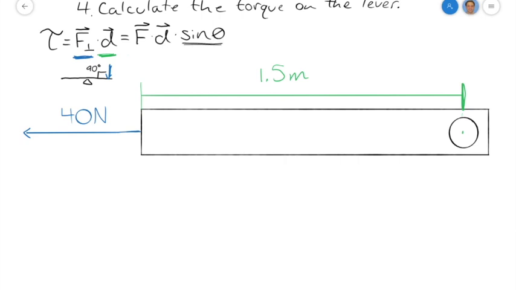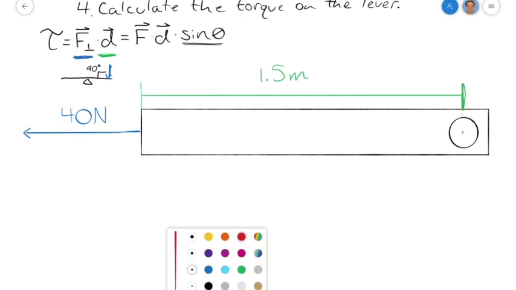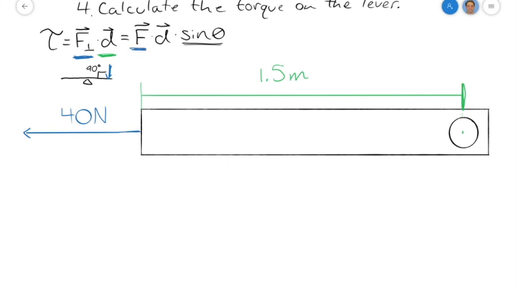So the new equation we're going to use is the force times the position vector, or the distance from the fulcrum or pivot point to where the force is applied, times the sine of theta. That angle will give us what the torque value is.